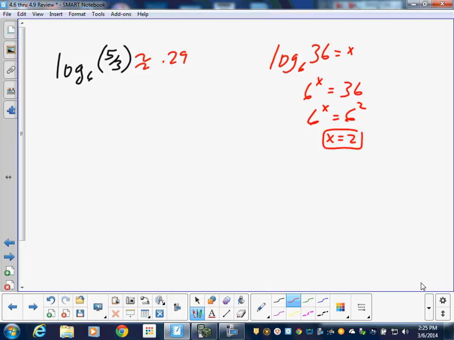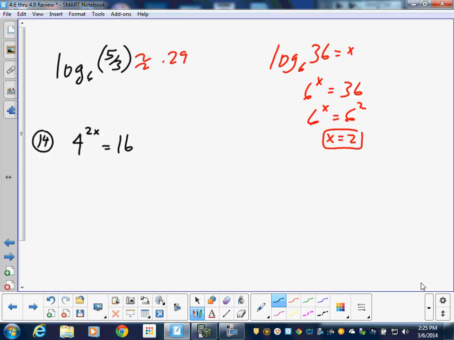Other than those ones that work out evenly, you have to use your calculator. That doesn't make you bad at math because you're using a calculator. That doesn't mean you don't know what you're doing. It's what you do to solve these problems, like in number 14 when you say 4 to the 2x equals 16.